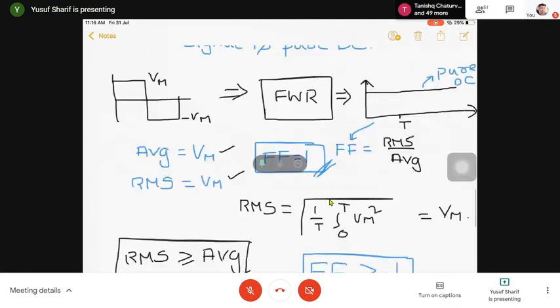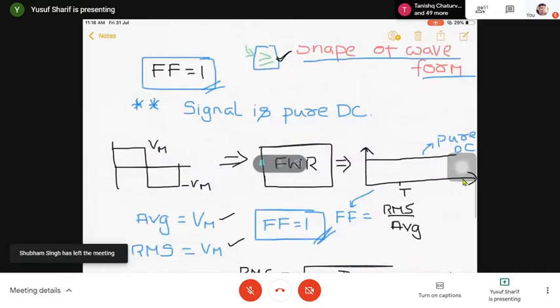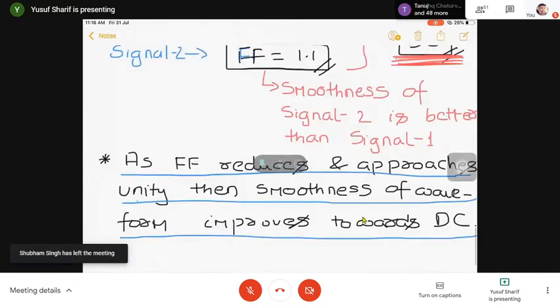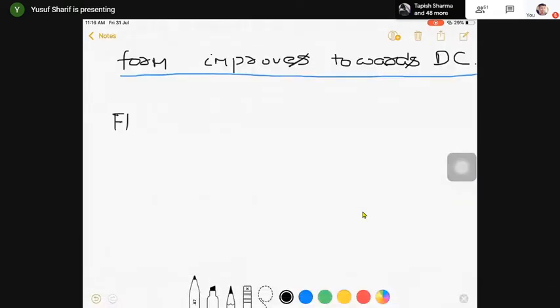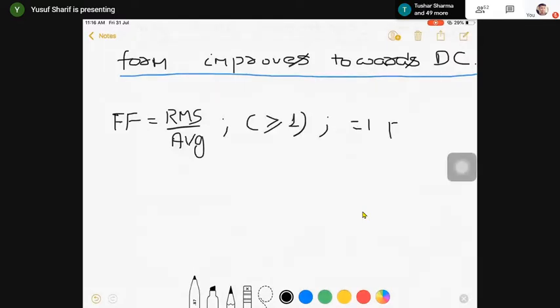So whenever I say form factor, फटाफट जो आपके दिमाग में रिजल्ट्स आने चाहिए, और क्या क्या रिजल्ट्स आने चाहिए? First thing is the form factor expression. What is the expression of form factor? It is RMS by average. Okay. And what is the next result that you should get? It is always greater than or equivalent to 1. What is the next result? It is equivalent to 1 when the signal is pure DC.